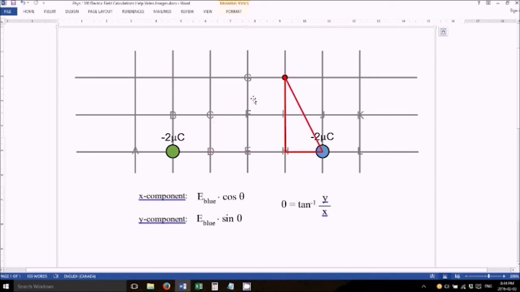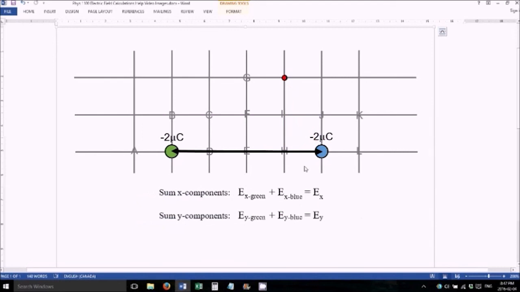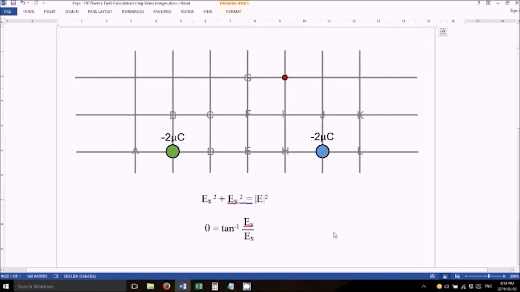Then you do it again for the other charge. You calculate the x and y components of the electric field. In order to do that, you need to get the angle. Then you sum the two x components and the two y components to get the x component of the total electric field due to both charges and the y component of the total electric field due to both charges. And finally, take the x and y components of the total field and use Pythagoras' theorem to calculate the magnitude of the total field, and then again take your x and y components and use them to find the direction of the total field.